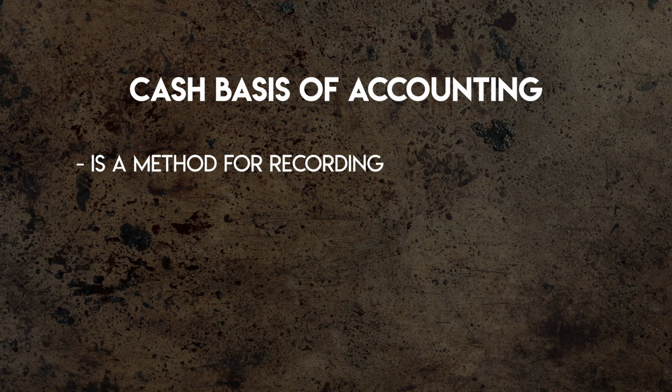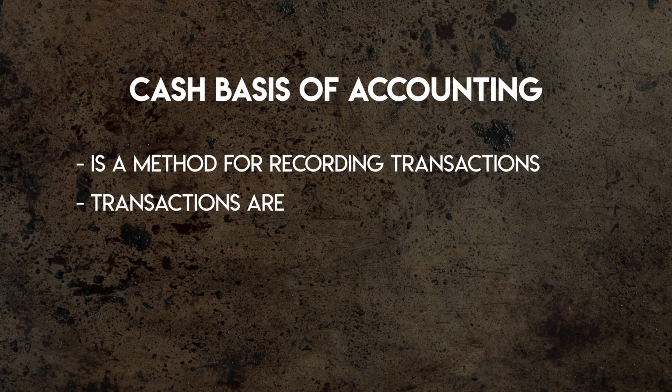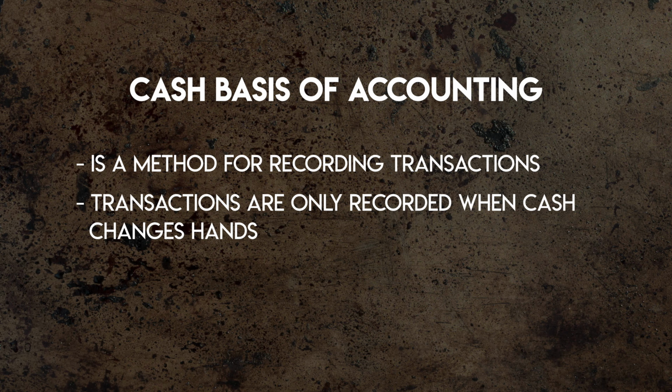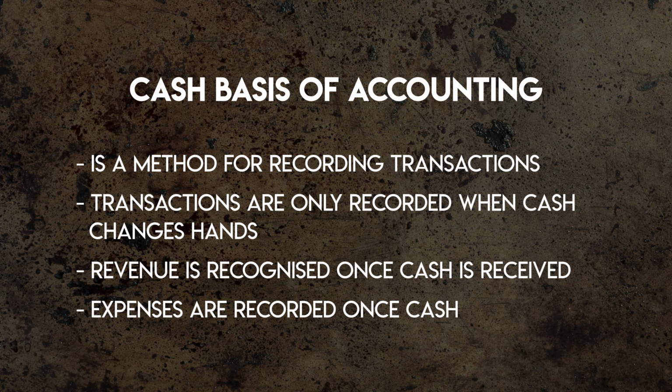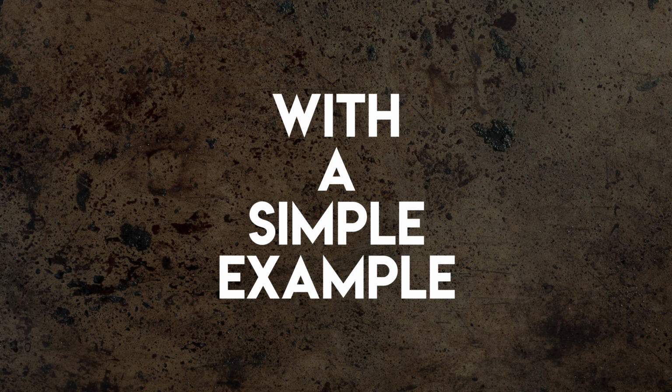The cash basis of accounting is a method of recording financial transactions. Under this method, transactions are only recorded once cash changes hands. We record revenue only when cash is received, and we record expenses only when cash is paid out. Let me elaborate on this with a simple example.